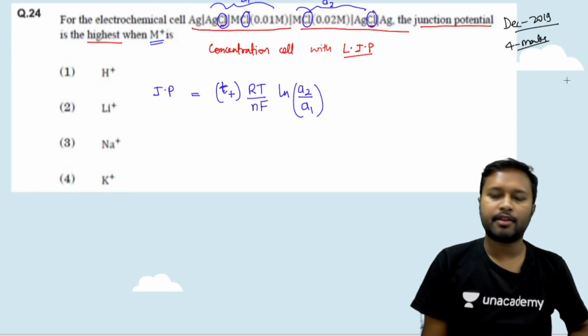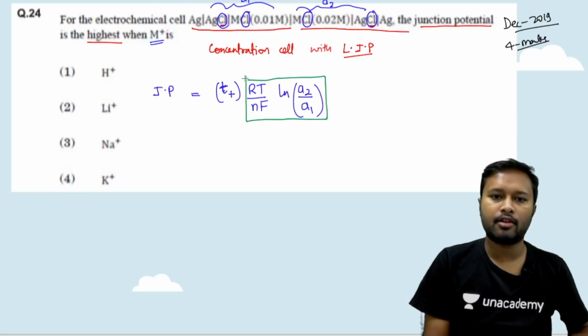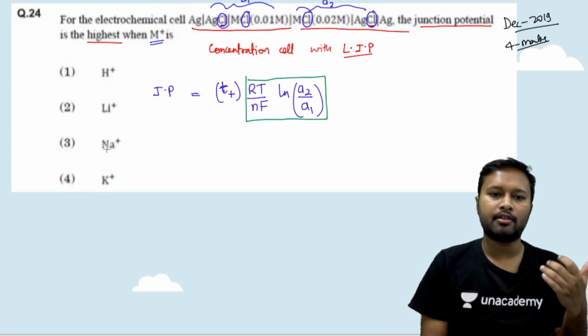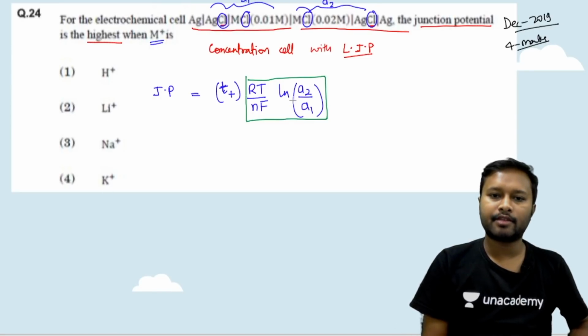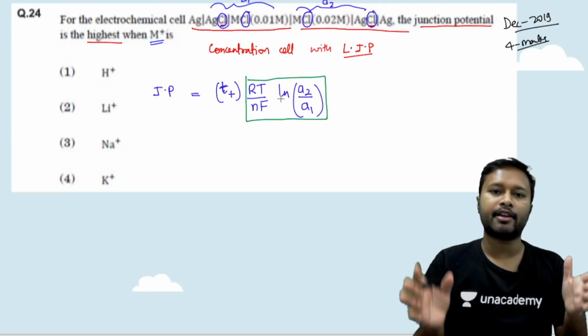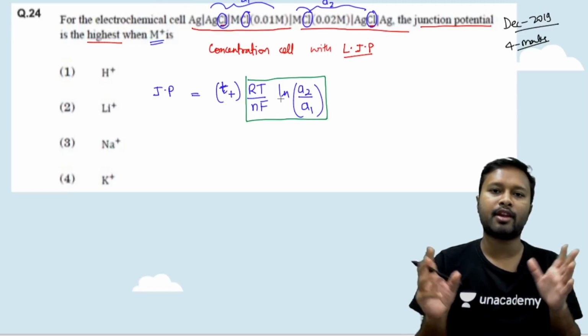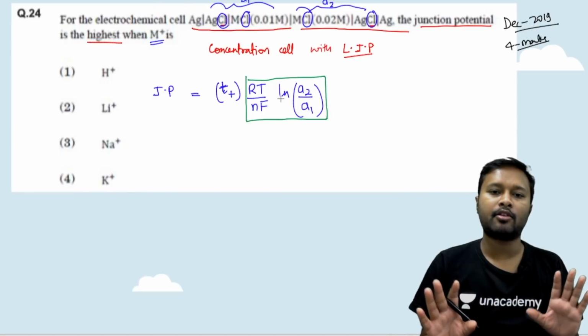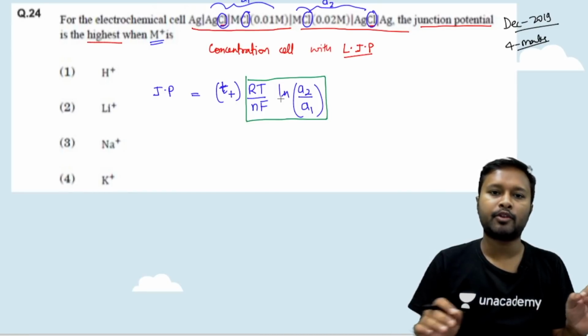Now if you look at this particular equation, you can see that all these things are going to be constant for all these ions, whether you put hydrogen ion, lithium ion, sodium ion or potassium ion in the place of M plus. All the rest of the terms are going to remain constant: R is the gas constant, T is the temperature, n is the number of electrons being shared at the electrode. Since the electrode reaction is going to happen with chlorine, n is going to depend on the chlorine ions, not on the M plus ion.